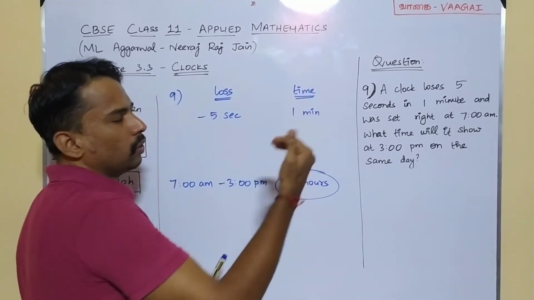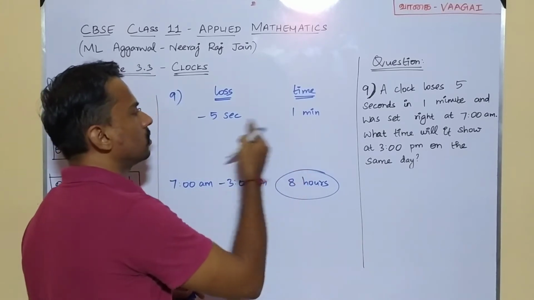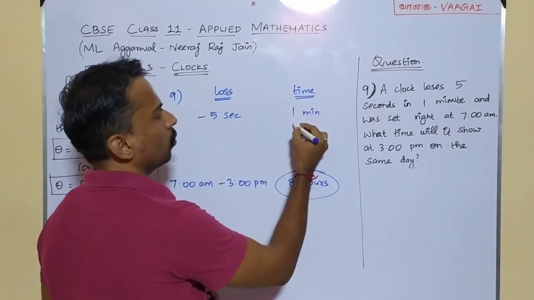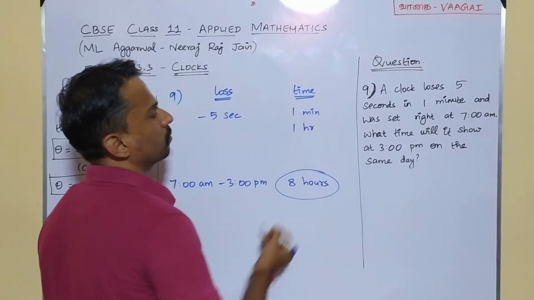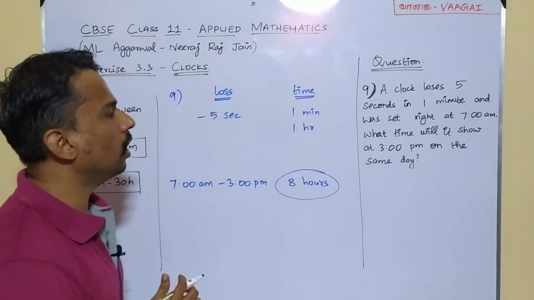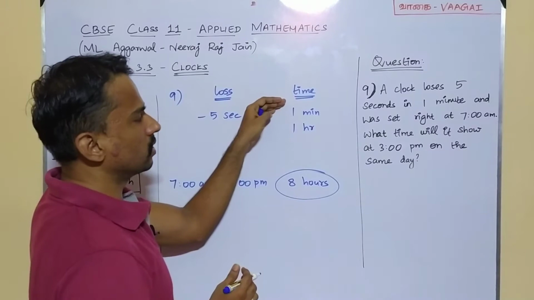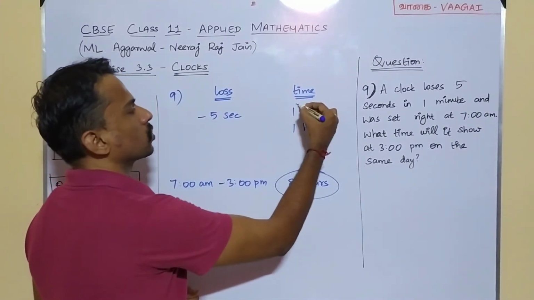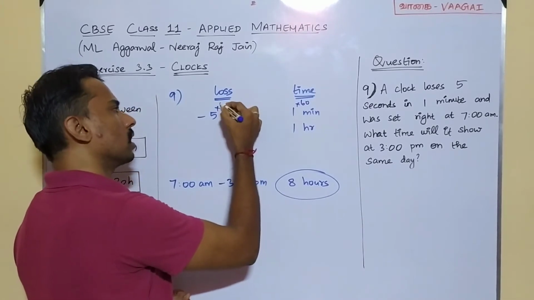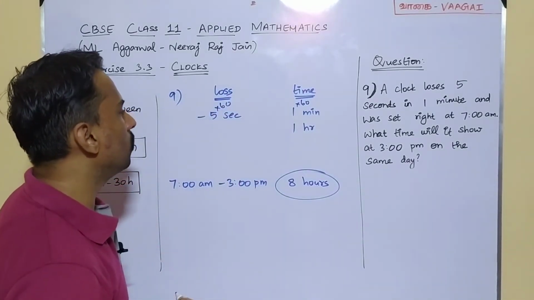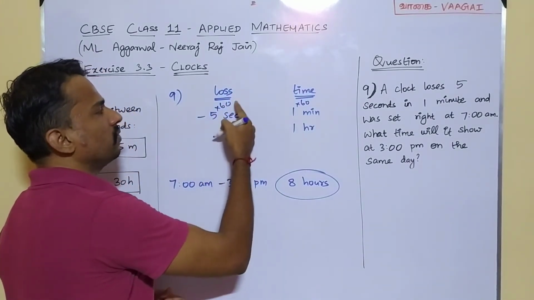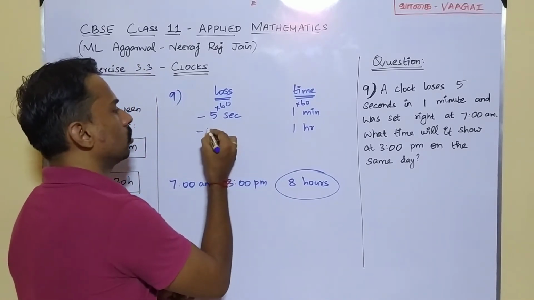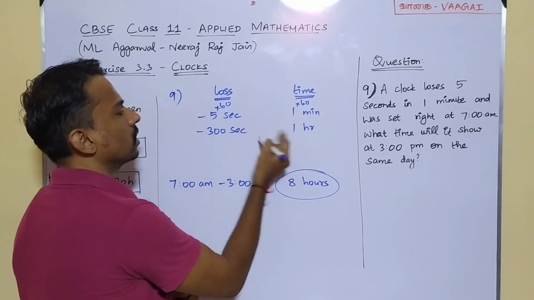Okay, again we'll do it step by step. So 1 minute is 5 seconds, so in 1 hour how much time, that we will see. In 1 hour means it is exactly 60 times, right? So the same will happen here also. So here into 60, now here also into 60. So we will be getting minus 5 into 60. So it will be minus 300 seconds, right? So the clock will lose 300 seconds in 1 hour.